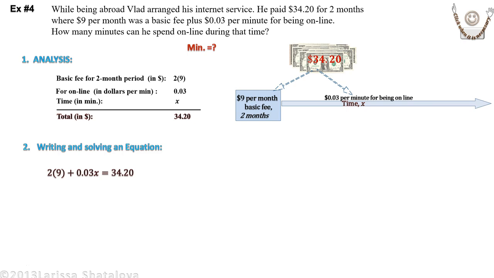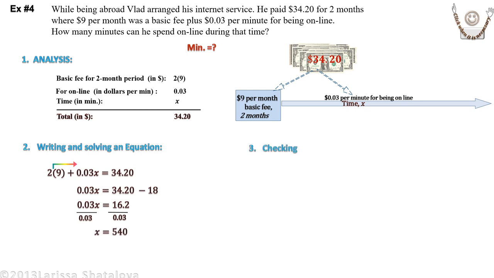Let's simplify. 2 times 9 is 18, and because we have to isolate the term with x, we have to move 18 from the left to the right, and on the right it will be negative 18. If we are simplifying 34.20 and negative 18, we are getting 16.2. Now we have to solve this equation for x. This is why we have to divide both sides by 0.03. Use your calculator and you will see that x is 540.